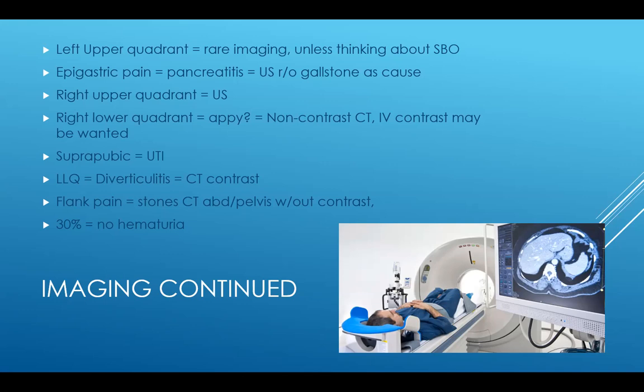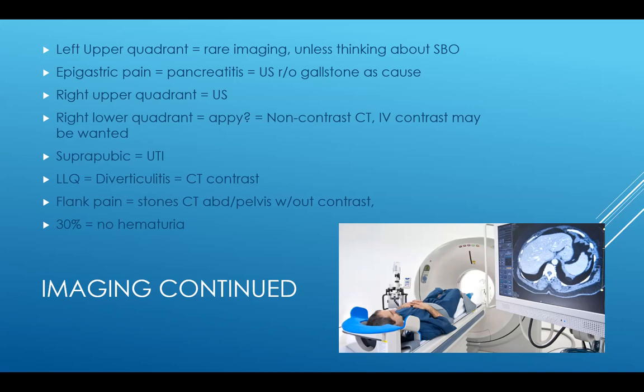If we're looking for the right lower quadrant and we're concerned about appendicitis, the test of choice is a non-contrast CT. Some organizations and radiologists will want IV contrast and even PO contrast. So just talk to your radiology department. But this can be diagnosed with a non-contrast CT. If we're talking about suprapubic abdominal pain, we're usually thinking about a UTI, or in a male's case, this could be a prostatitis. Left lower quadrant pain, we're concerned about diverticulitis. That would be a CT with contrast because we're worried about infection.